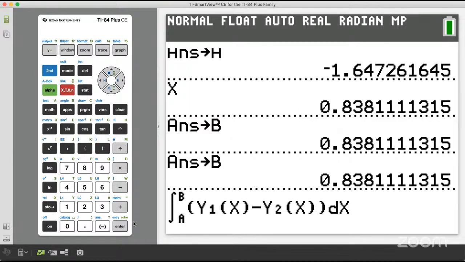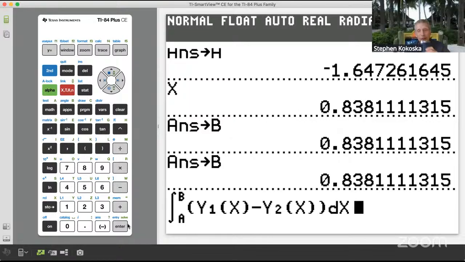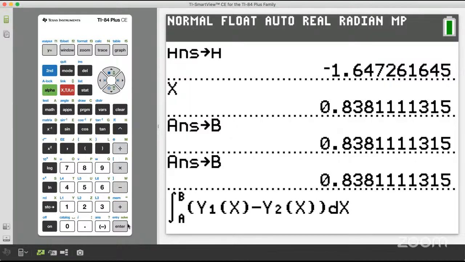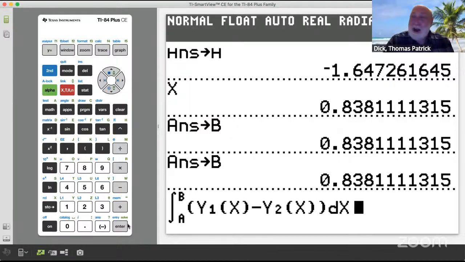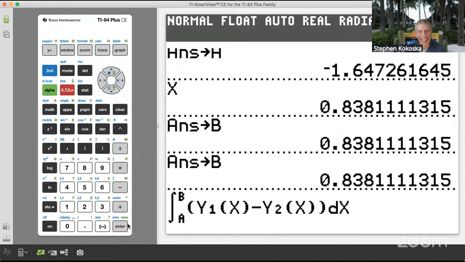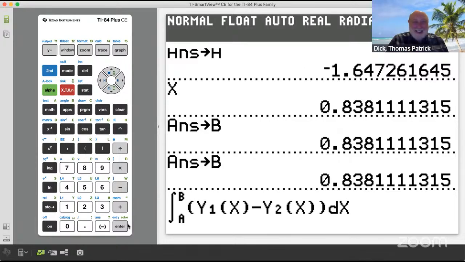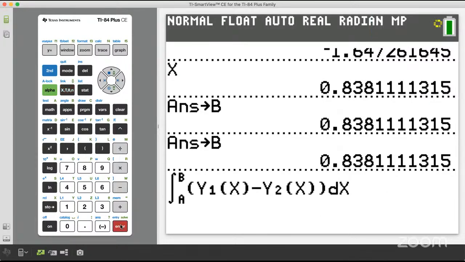Tom, am I ever going to get you trained to use those shortcuts for alpha and F4 to get the Y1 and Y2s? Yes, you actually have trained me to do that, Curtis, but you know, I do like to illustrate that. You know, just wondering. I don't know.